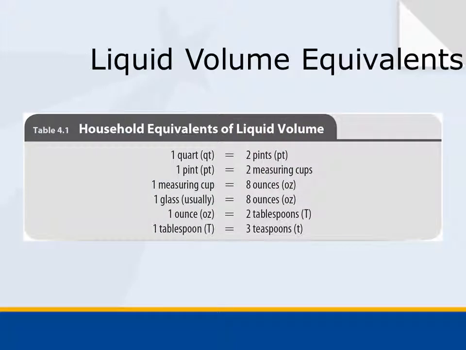Here are the equivalents between different units of liquid volume in the household system. 1 glass is listed on the table as being equal to 8 ounces, but it's important to remember that a patient may refer to a glass or a cup that is not 8 ounces. The same is true for teaspoon and tablespoon. The equivalents are referring to measuring spoons, not spoons used for eating or serving food.